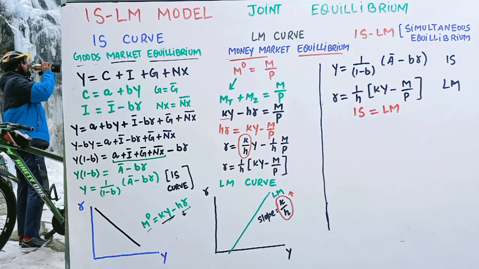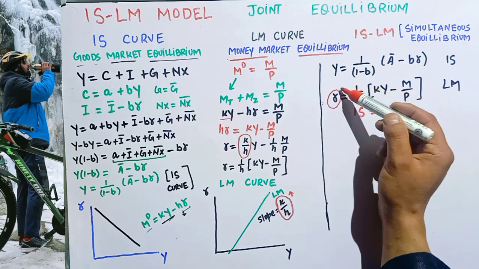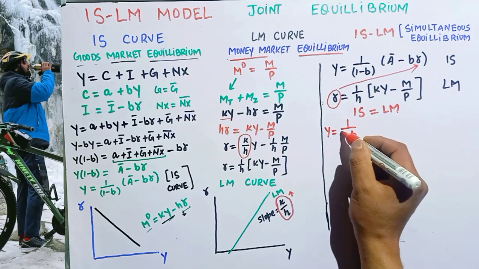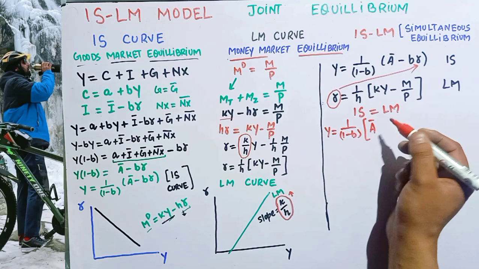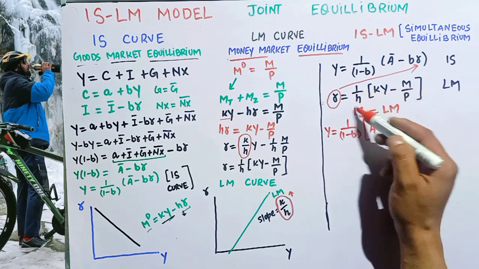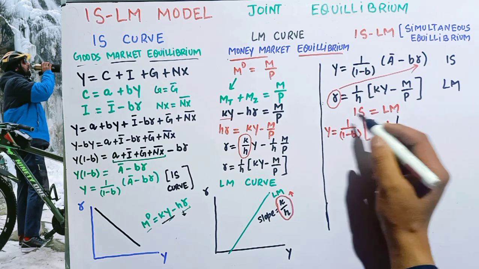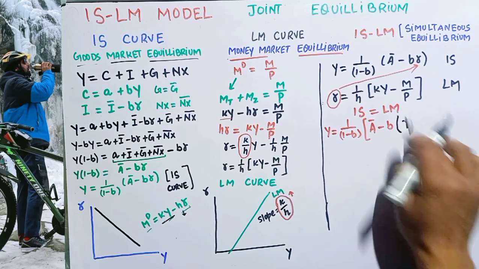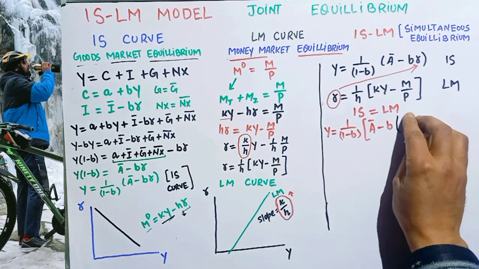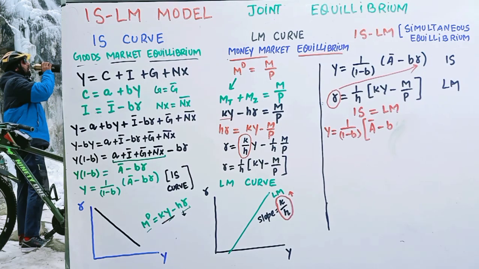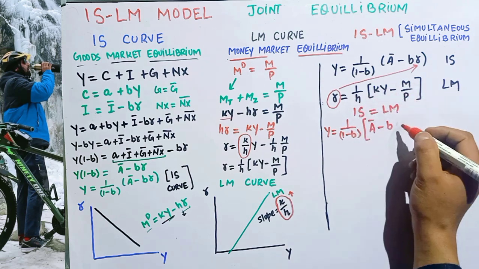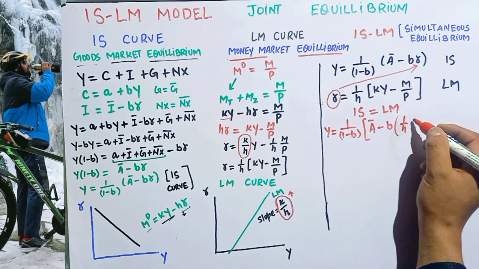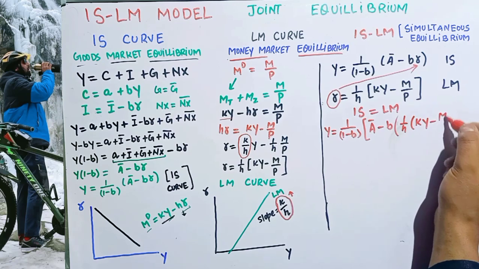Okay, now we can do one thing. We simply put the value of r in the IS equation. That means our y will be equal to 1 upon 1 minus b, then we have a bar, which denotes the autonomous expenditures, minus b. In place of r we have this term, 1 upon h, then we have ky minus m upon p.